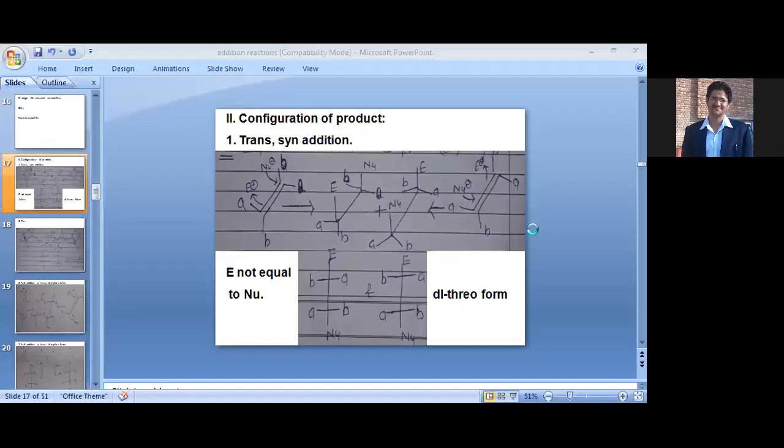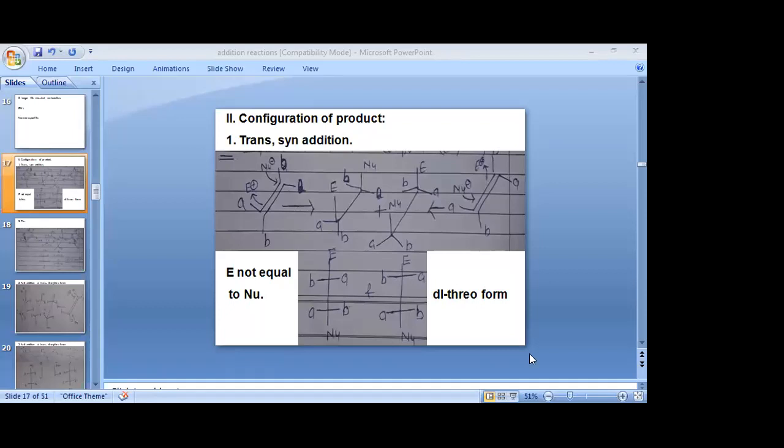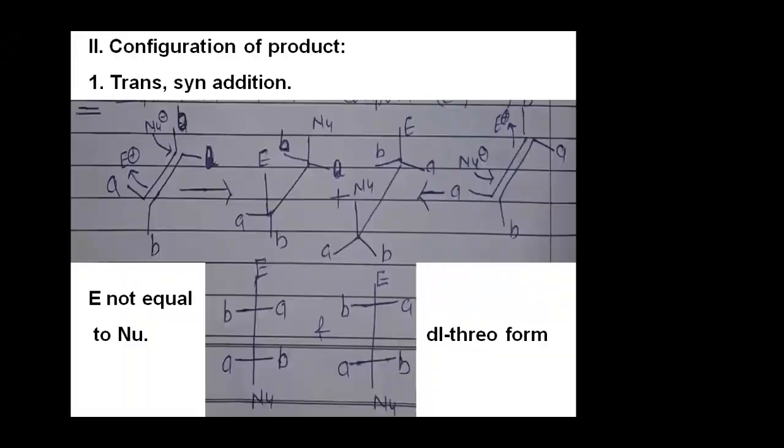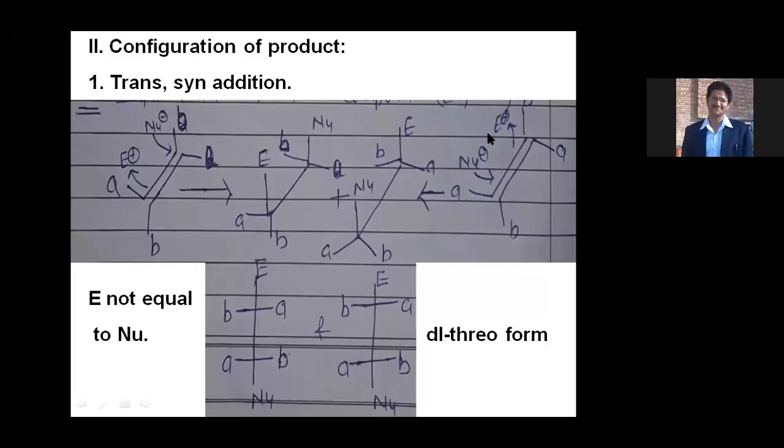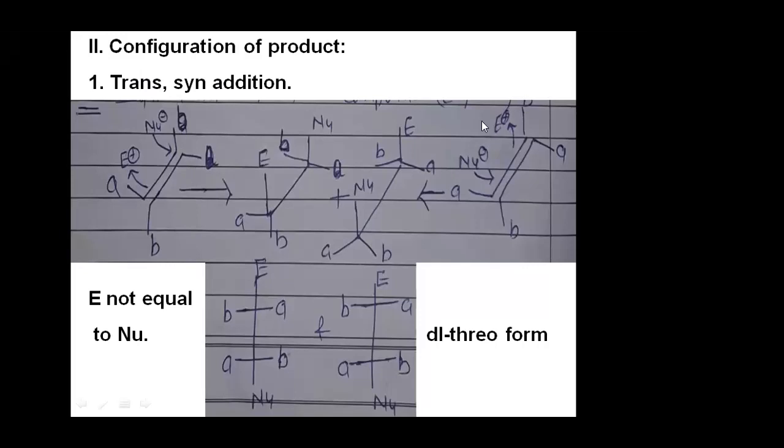When we talk about the stereochemistry of addition reactions on the basis of the second point, that is about the configuration of the product. So if we talk about the stereochemistry of addition reaction on the basis of product, then what type of stereochemistry do we get? If our reactant, our alkene, is of trans type, then what type of reaction and what type of stereochemistry can you see?